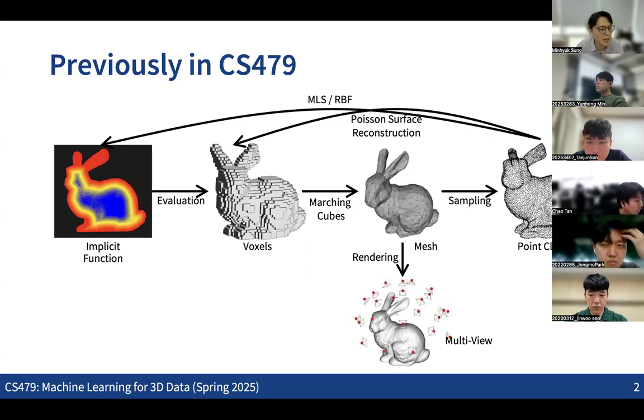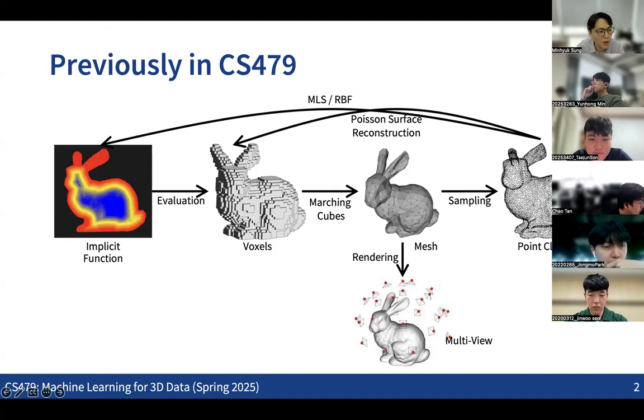So basically there are some missing bridges from the point cloud to the implicit function and also from the voxels to the meshes. And we have seen how we can do this kind of conversion using moving least squares and radial basis functions, and also the Poisson surface reconstruction and the marching cubes. So those are techniques that we can use for conversion.